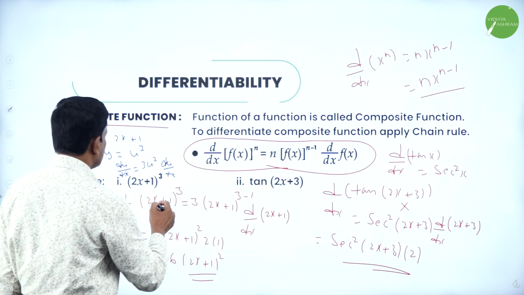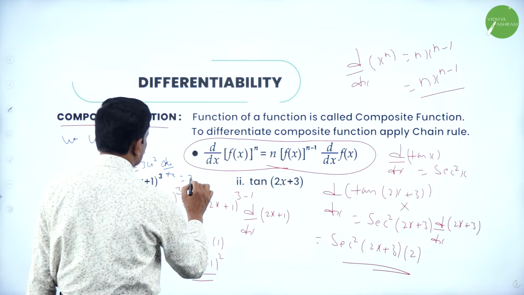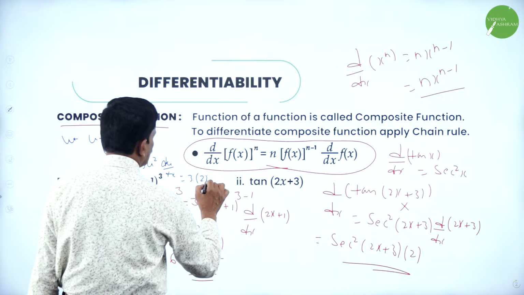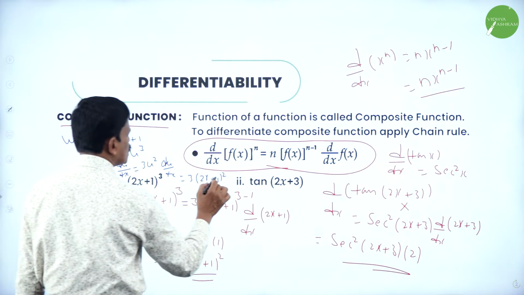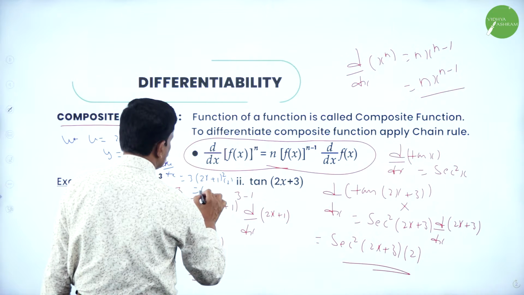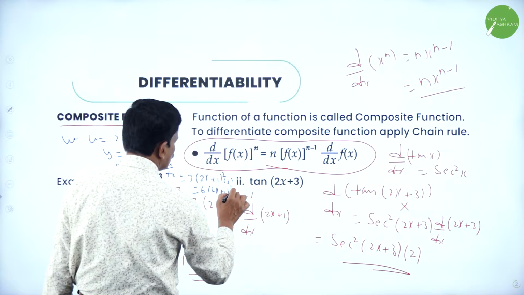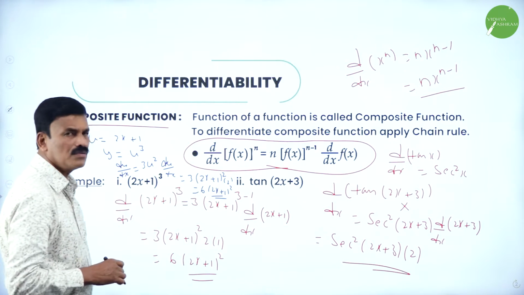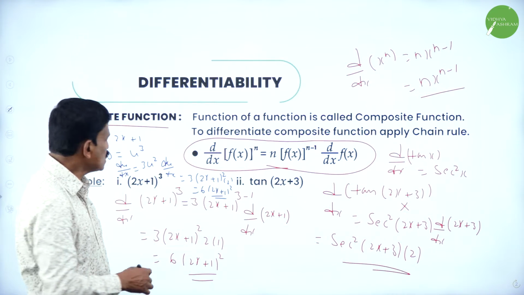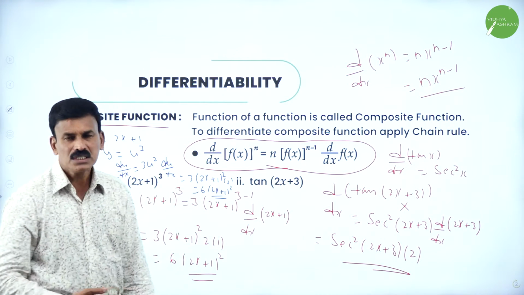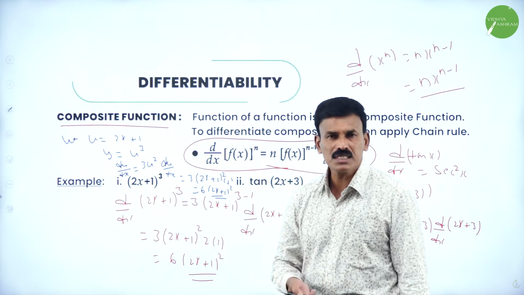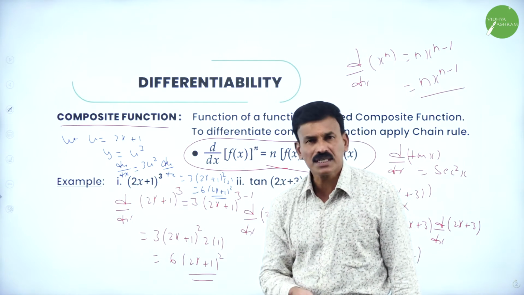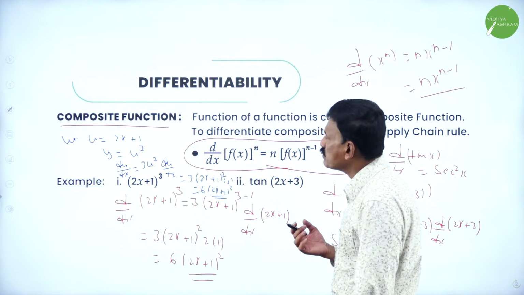Now substitute the value of u. So this is 3 into u, what is u? 2x plus 1 whole square into differentiation of 2x plus 1 is 2. So this is equal to 6 times 2x plus 1 whole square. We will get the same answer. This type of differentiation is called a derivative of a composite function, that is also called the chain rule. So hope you got an idea. Now let us take a few more examples based on this.